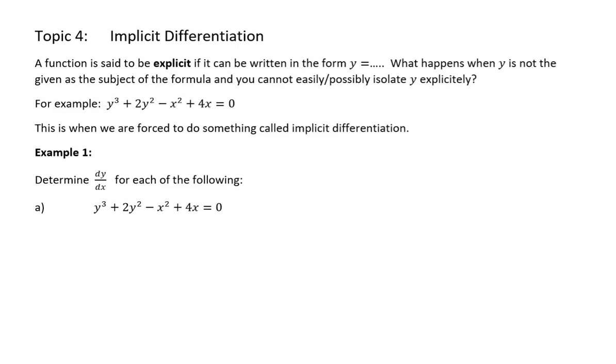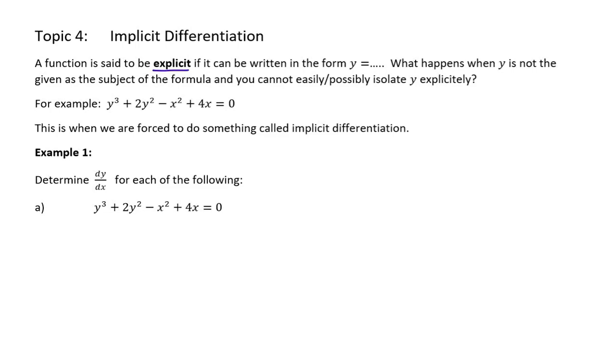So the introduction that I wrote here says, a function is said to be explicit. If I say to you I'm being very explicit, it means I explicitly told you, I very clearly told you. So in maths, a function is said to be explicit if it can be written in the form y equals. So for example, straight lines we write as y equals mx plus c. Parabolas we can isolate y.